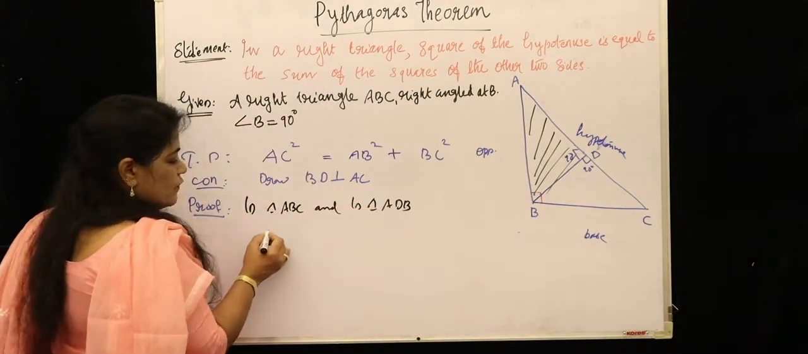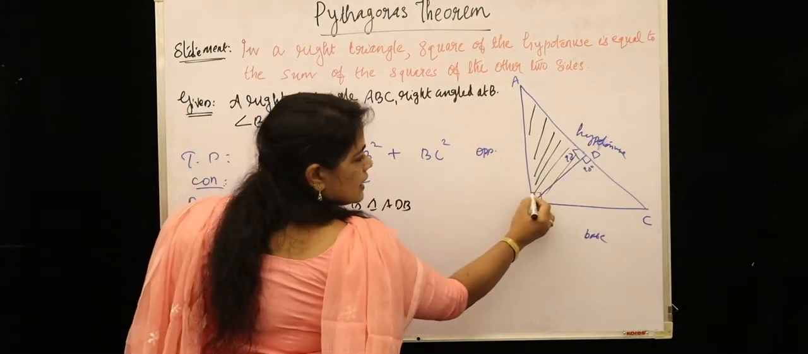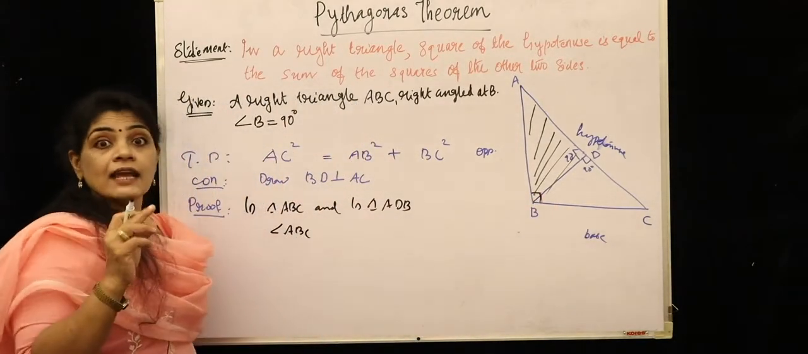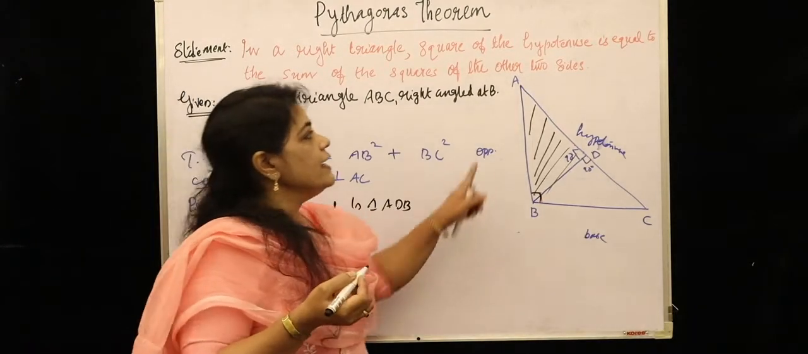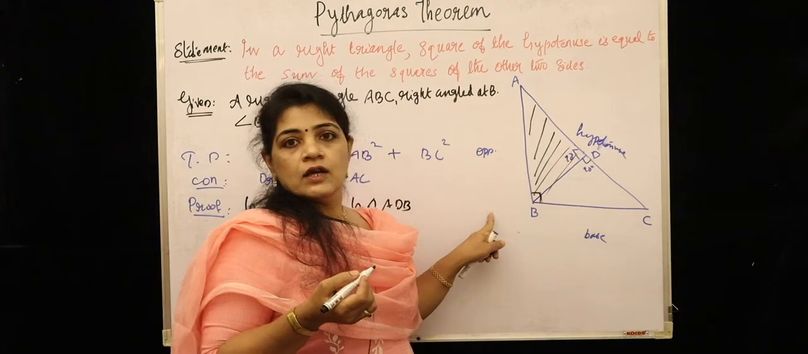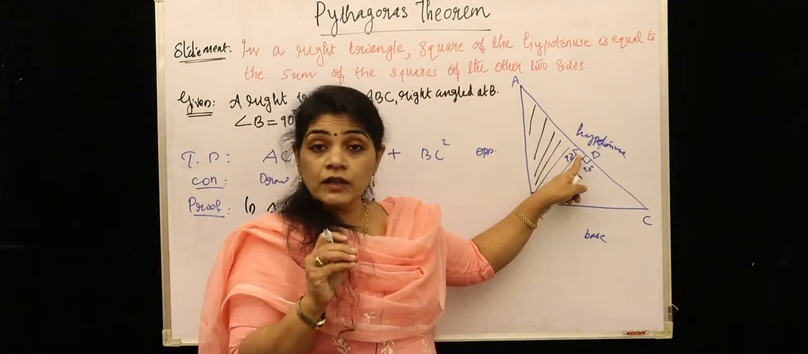So we have angle ABC, that means this angle in triangle ABC, is equal to, in triangle ADB, which is 90 degree, this angle. Or how can we name this angle?